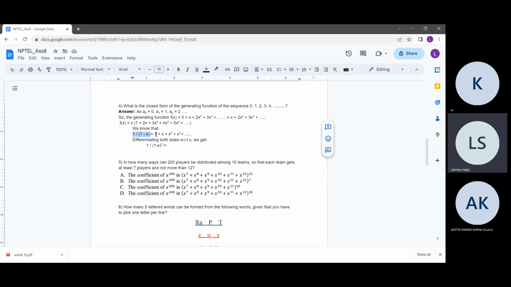And on the right hand side, the differentiation of 1 will be 0. The x will differentiate and give us 1. x square will give us 2x. x cube will give 3x square. So this side will come out to nothing but 1 plus 2x plus 3x square. And similarly, x to the power 4 will differentiate to 4x cube, and so on up to infinity.